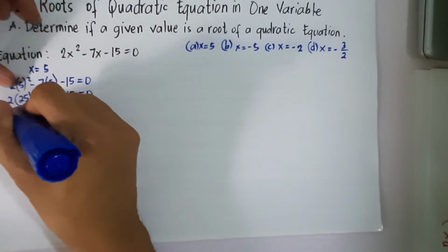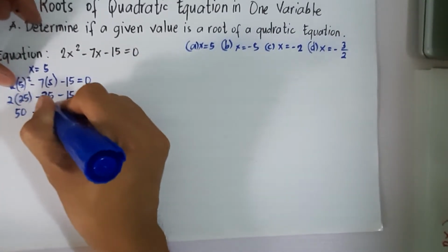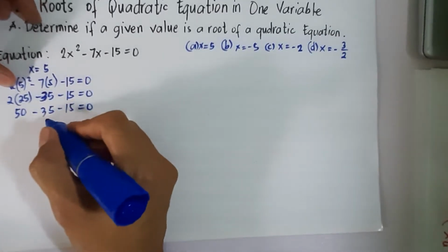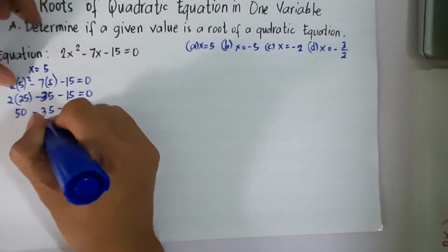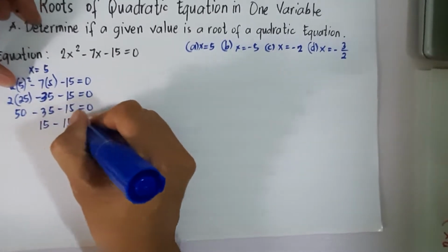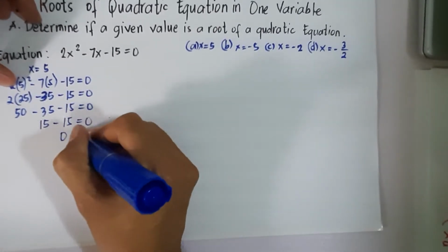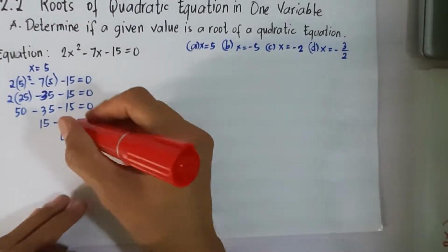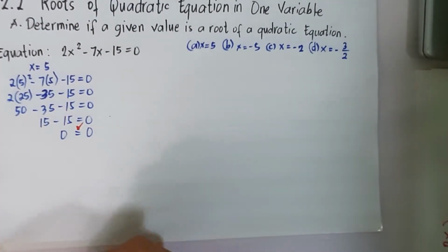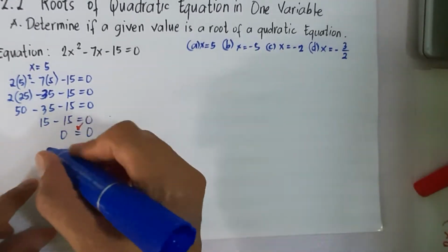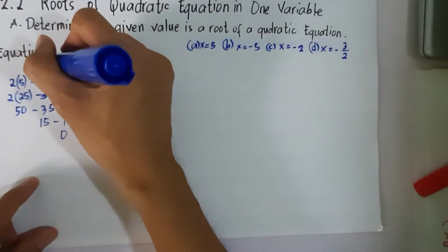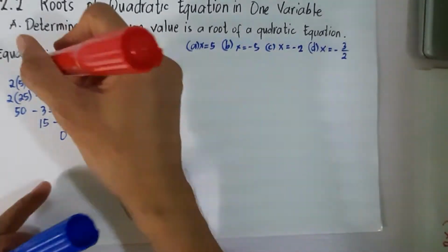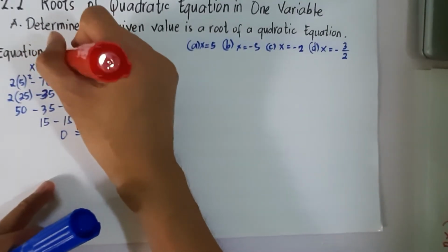So 2 times 25 is 50, minus 35, minus 15 is equal to 0. So 50 minus 35 is 15, right? Minus 15 is equal to 0. So 0 is equal to 0. So this is correct, right? Therefore you can say 5 is a root of the equation. So 5 is a root, okay? So this is a root.